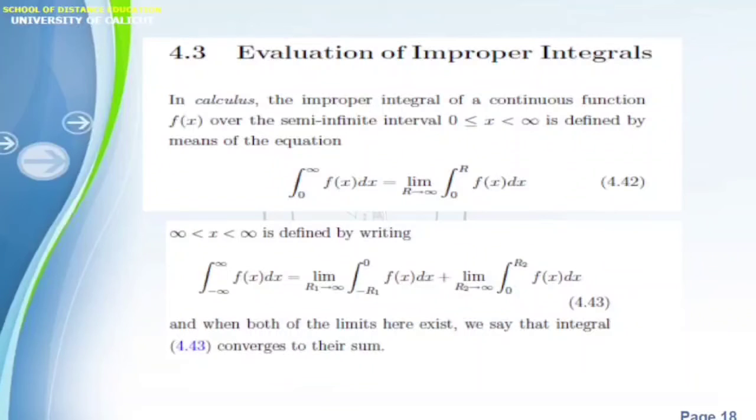So the integral can be rewritten as integral minus infinity to infinity f of x dx is equal to limit r1 tends to infinity integral minus r1 to 0 f of x dx plus limit r2 tends to infinity integral 0 to r2 f of x dx. When both the limits exist, we can say that the integral converges to their sum.